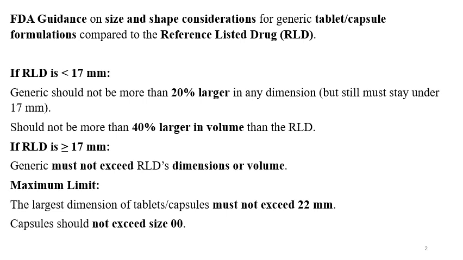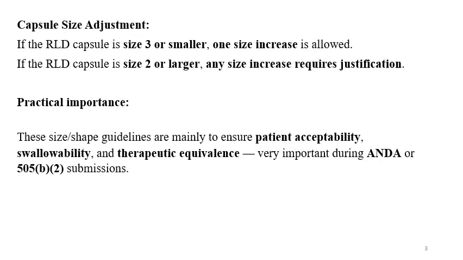Also, the capsule length should not be more than 22 mm. And for capsules, the size should not exceed size 00. So for tablets, consider the volume criteria and larger dimension criteria for the RLDs which are less than 17 mm. If the RLD is more than 17 mm or it is 17 mm, then you should be in line with the RLD only, and the maximum dimension of the tablet, that is length, should not exceed 22 mm. Capsule size should not exceed size 00.